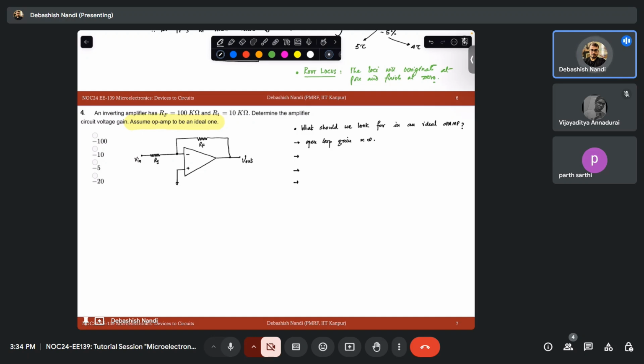Another thing, what about the input impedances? Very high. So in case of ideal, what is very high? Infinite. For one port or both the ports? For both the ports, right? Because the two ports should be identically looking the same.